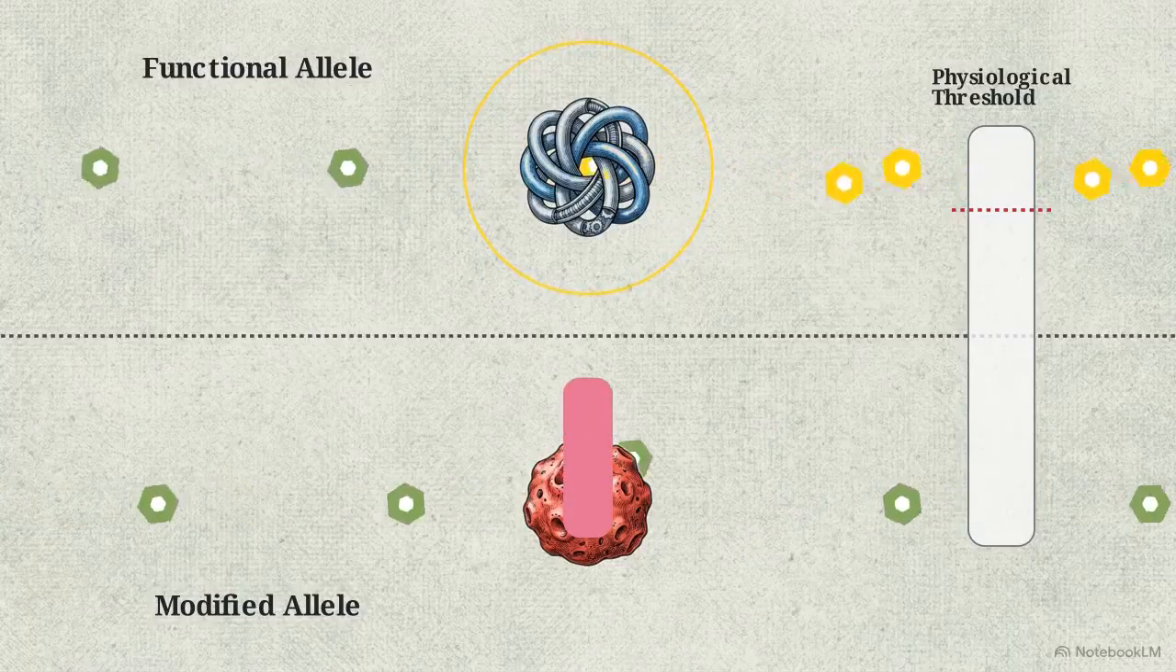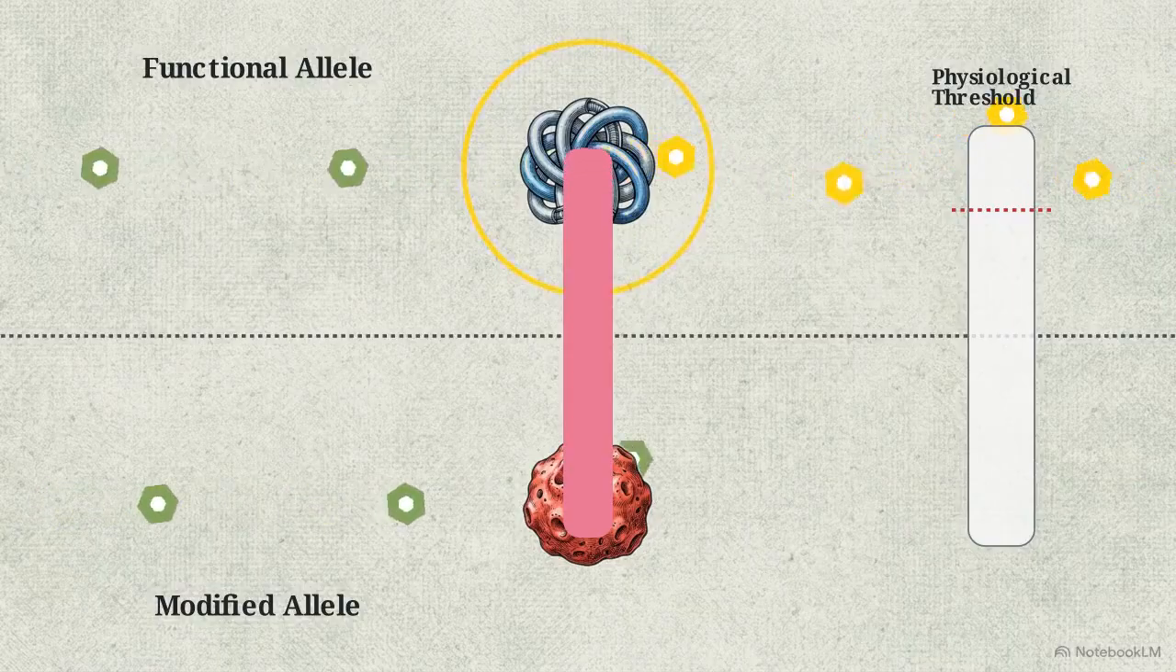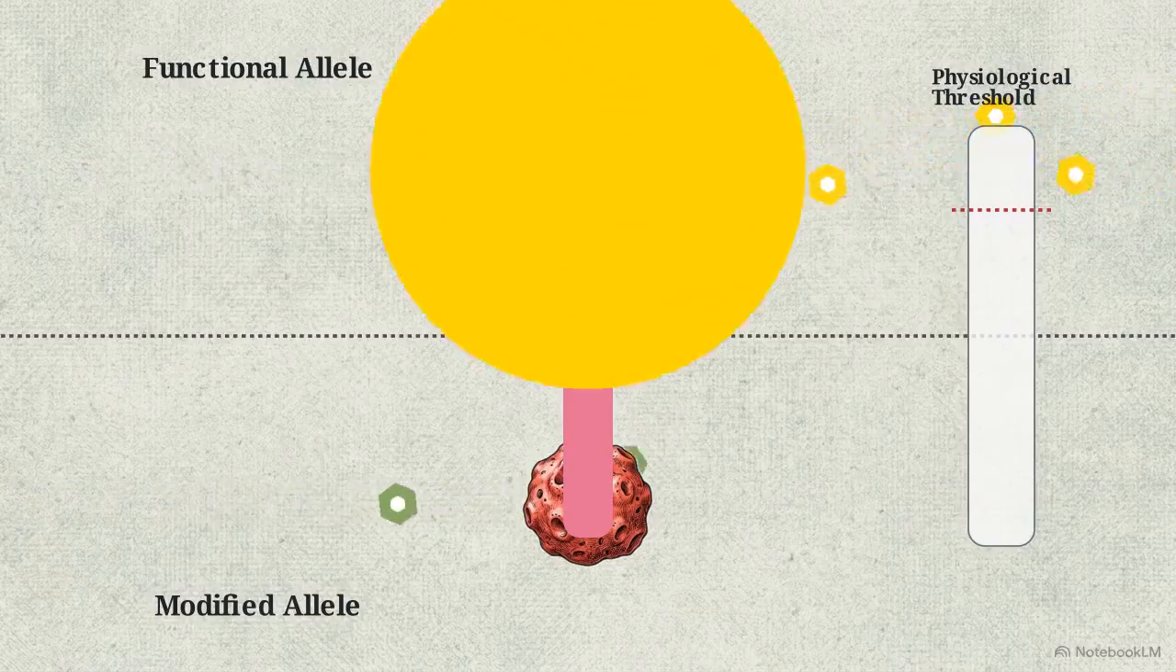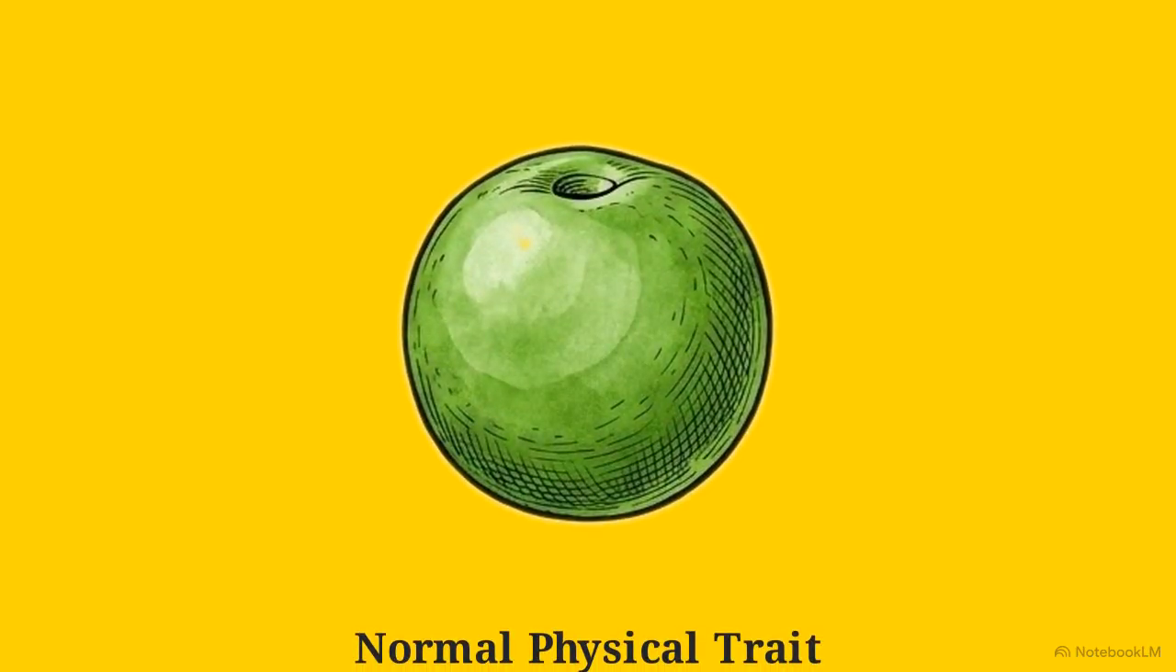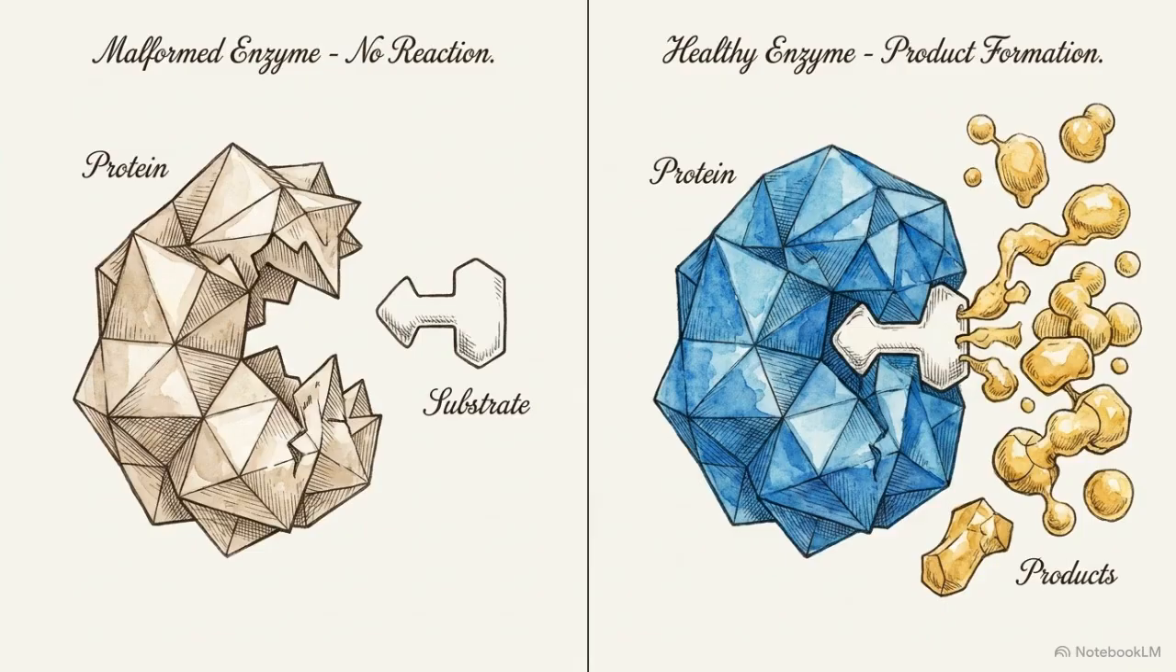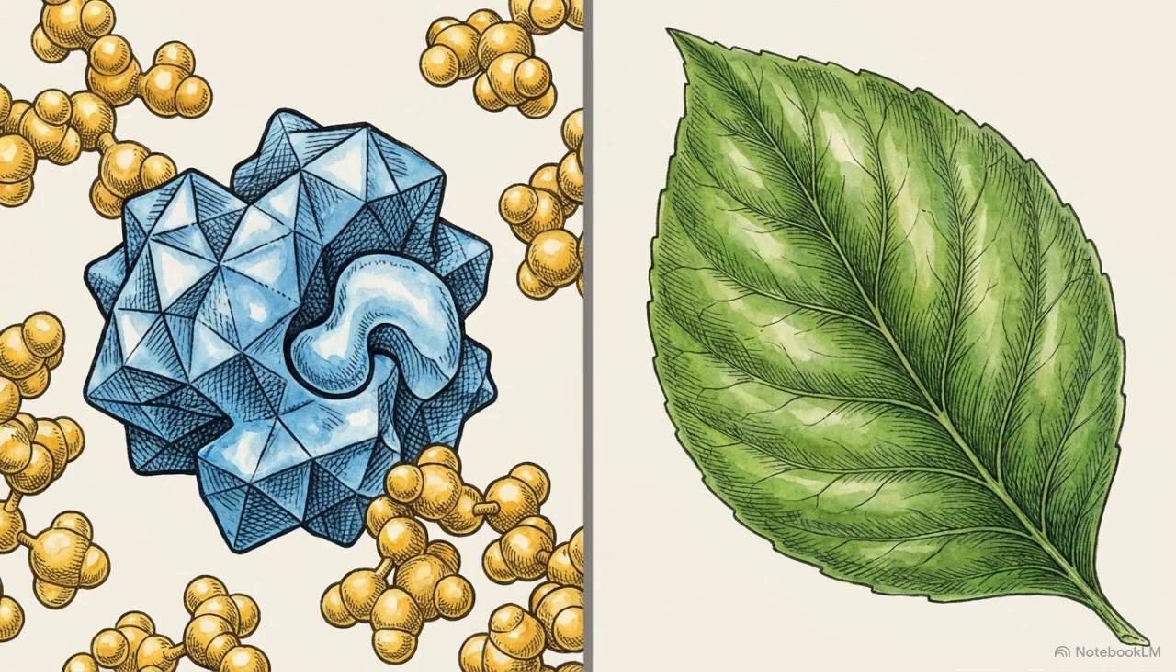Even though one allele is broken, the single working allele produces enough functioning enzyme to process the substrate and hit the required physiological threshold. The physical trait appears completely normal. The broken allele isn't actively suppressed by the working one. The working allele simply produces enough biological material to get the job done. This mechanism of biological sufficiency is what we macroscopically label as complete dominance.